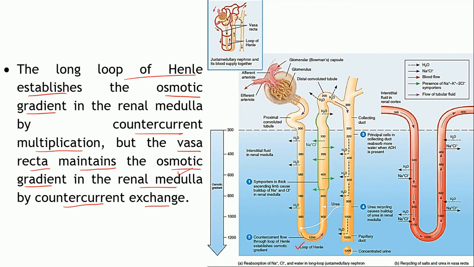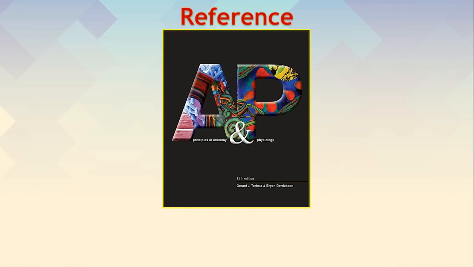Okay, so this is how the concentrated urine will be formed by the kidneys in the presence of high levels of ADH. But you need to understand what makes it possible. It's because of this countercurrent multiplication and countercurrent exchange which makes it possible for the concentrated urine to be formed. Okay, so this is to do with the formation of dilute and concentrated urine, that is the physiology of urine formation. This is a reference.